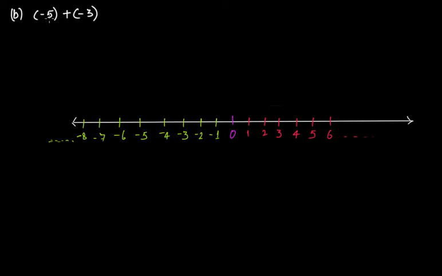Now you have minus 5. If this is your right direction, this is your left direction, you are standing at 0. This is minus 5, so move towards the left direction. Take 5 jumps towards the left. First jump, second jump, third jump, fourth, and bang, you're at the fifth jump. So this is minus 5.